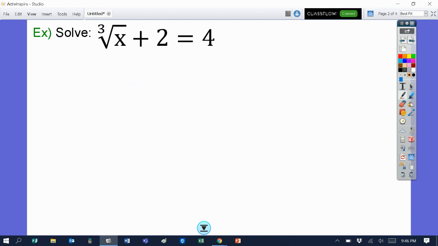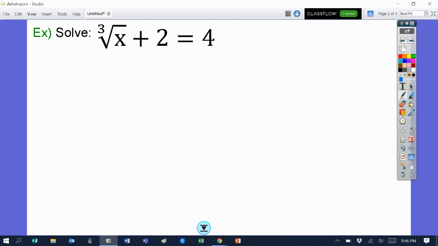So here is the next problem. This is not a square root, it's a cube root. I know that because our index here is 3. So pause it and write this down. We have the cube root of x plus 2 equals 4.